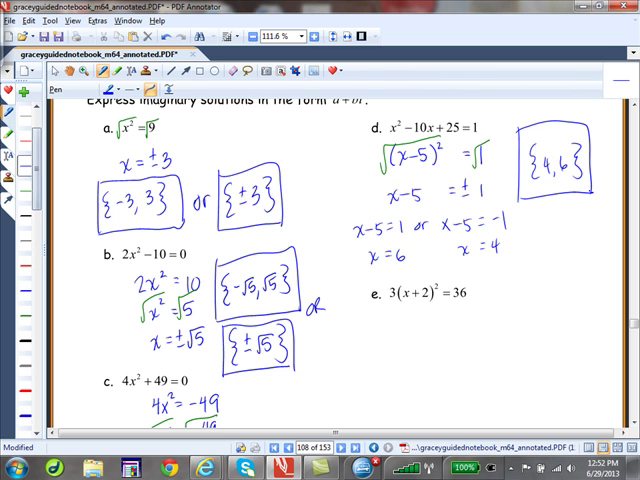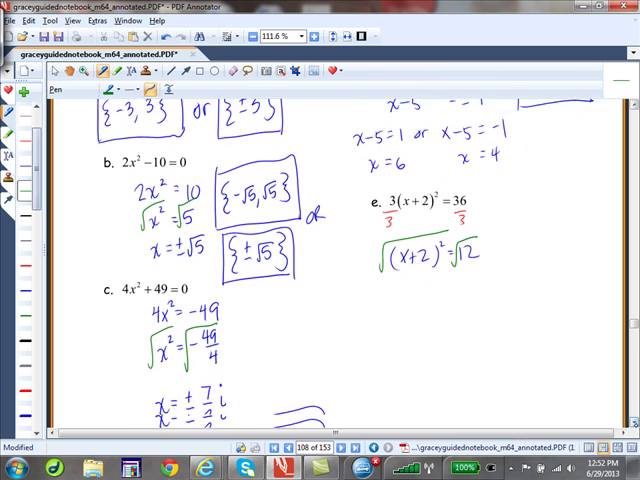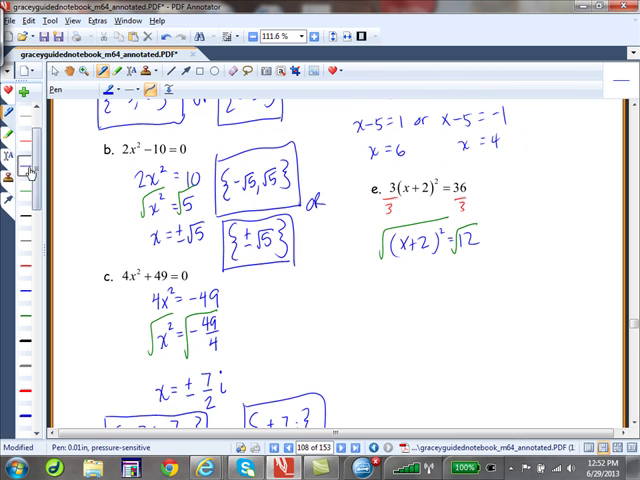Okay, so for part E, if I were to divide both sides by 3, we'll have x plus 2, the quantity squared, is equal to 12. And then we square root both sides, and we'll have x plus 2 is equal to plus or minus. Now the square root of 12, remember, a perfect square is in there. 4 times 3 is 12. So we can pull out a 2 from that 4, and we're left with root 3.